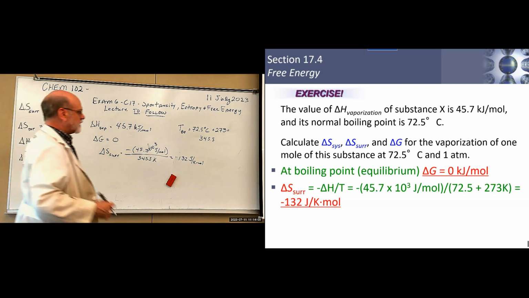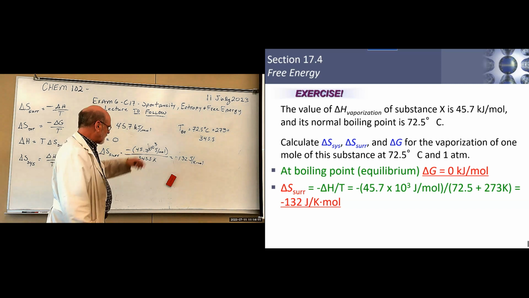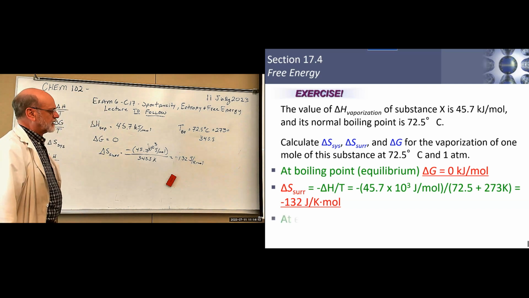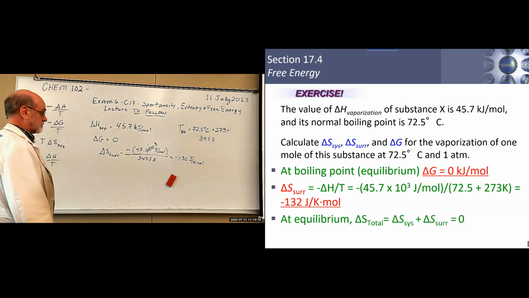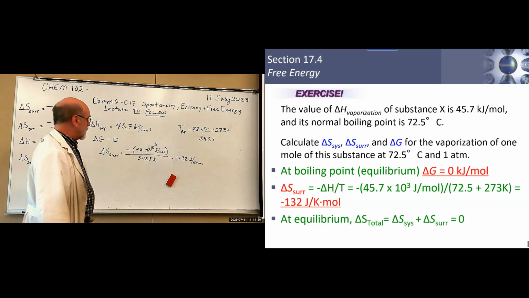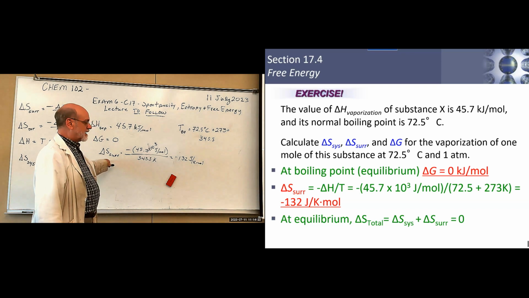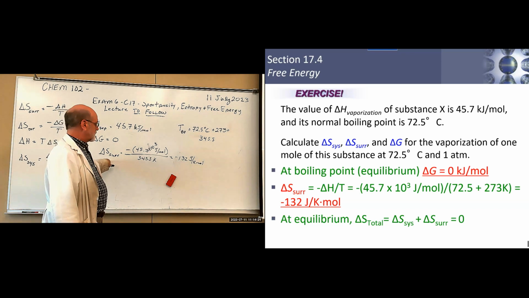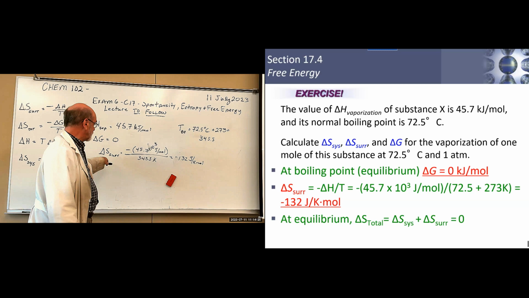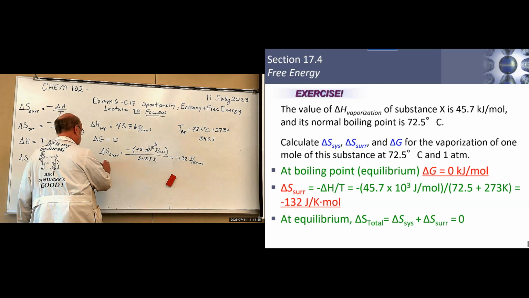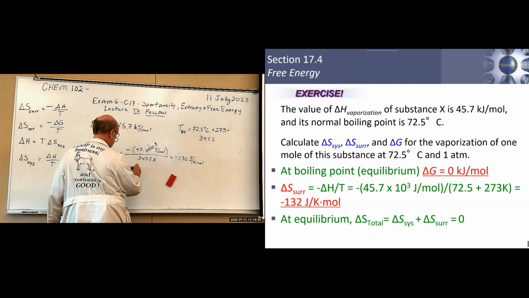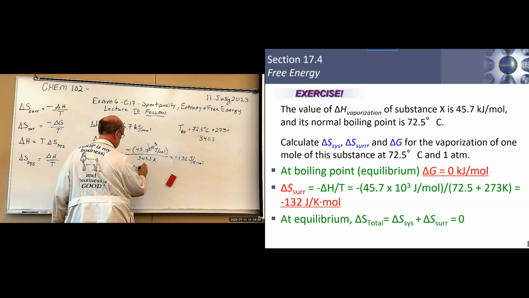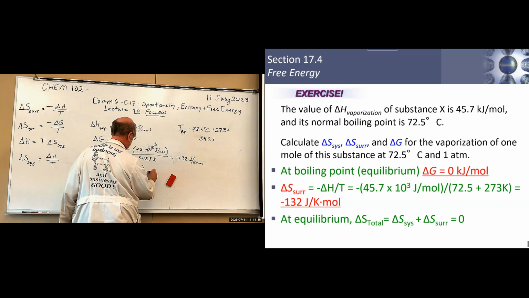Okay, so the delta S for surroundings is negative 132 joules per K mole. At equilibrium, the value of the system has to be equal to, but opposite in sign for this one. So delta S system would be a positive 132 joules per K mole.